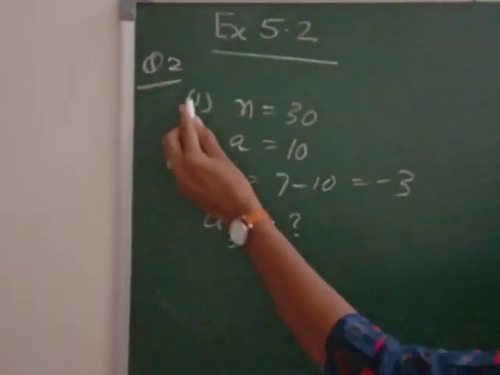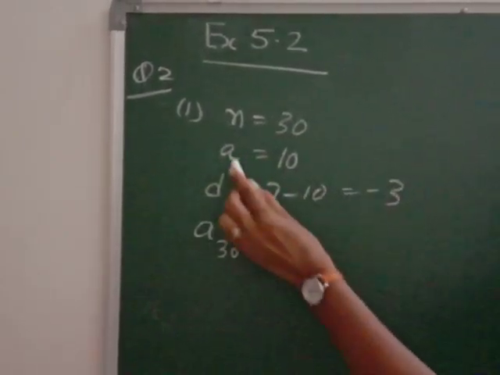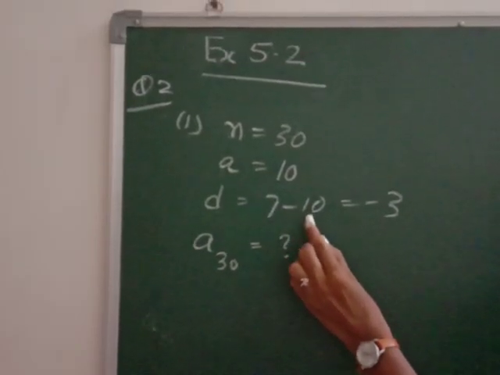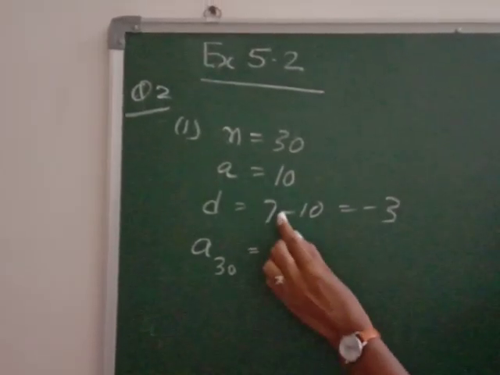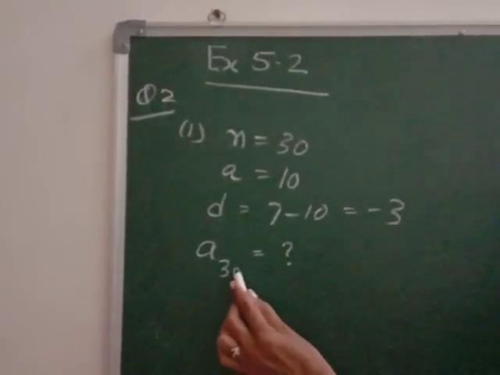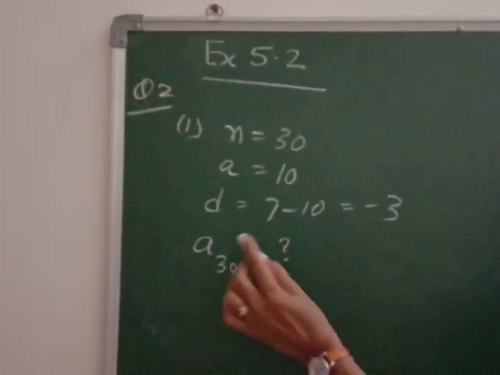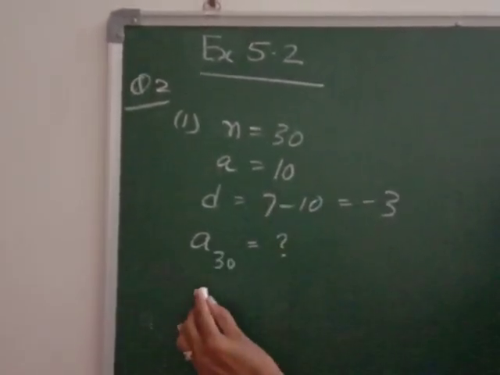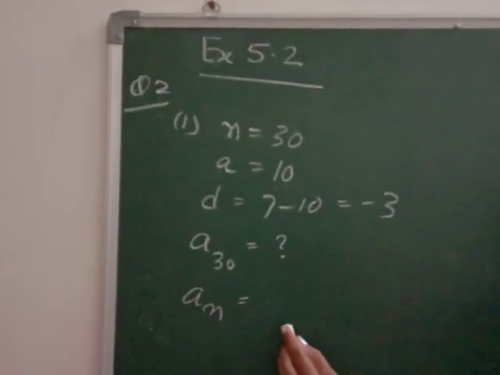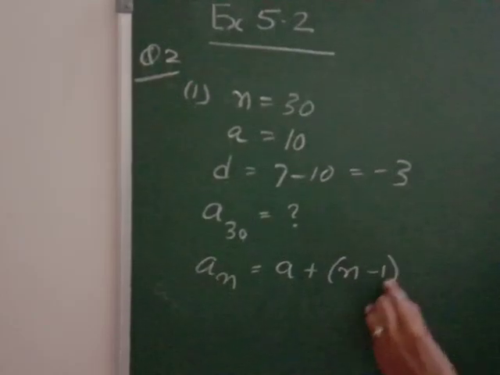Question number 2 first. Here n is given 30. A is given 10. D is A2 minus A1, that is minus 3. 7 minus 10 is minus 3. We have to find the 30th term of this AP. First of all, I will write down the formula for finding the nth term. What is the formula for finding the nth term? A plus n minus 1 D.